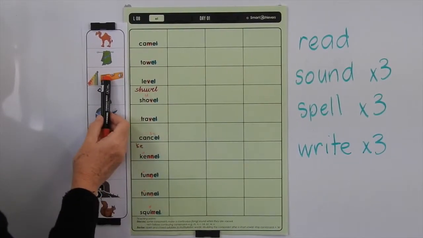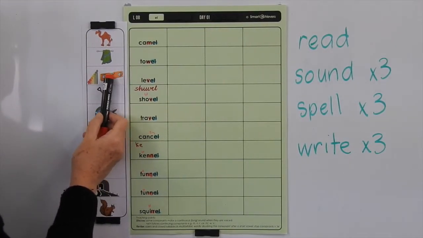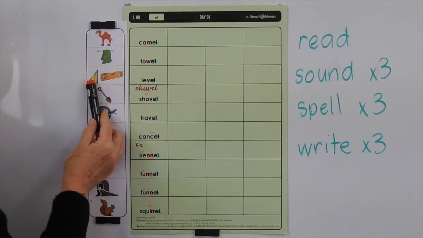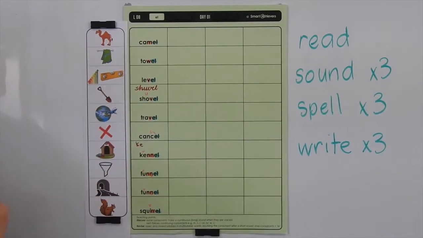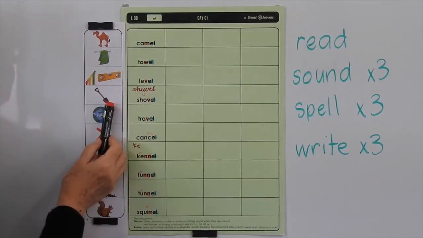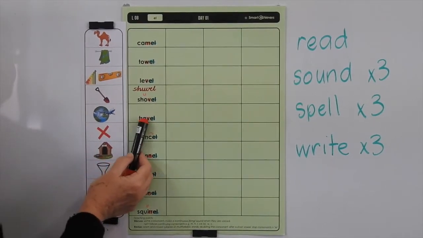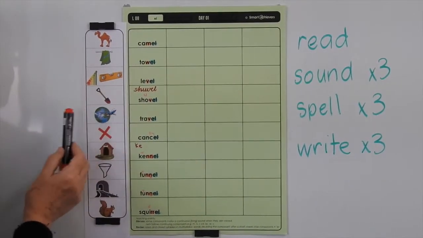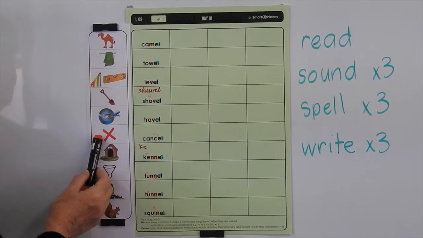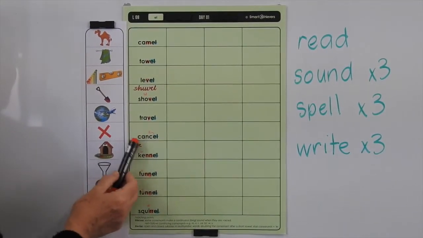A level, you can work out how to make things level by using a level, and it indicates when something is level. That means the same height on both ends of it. And you can have different levels or stages in swimming or in some things where you progress from one level to the next. A shovel is something that you would dig with because it's got a nice spiky end on the end of it. Travel is when we go from one place to another. We travel usually in a vehicle. Cancel means when you don't do something anymore, you cancel it, you take it out.